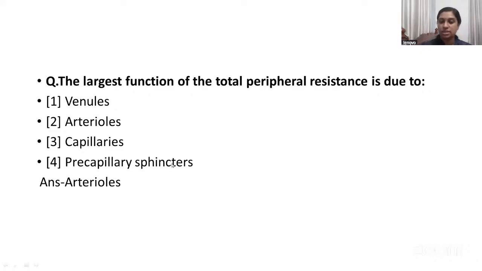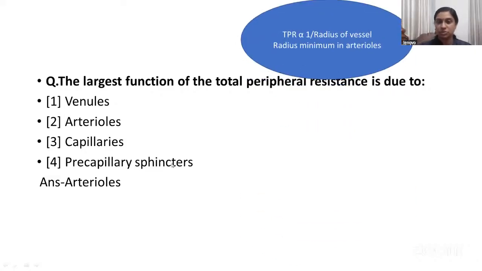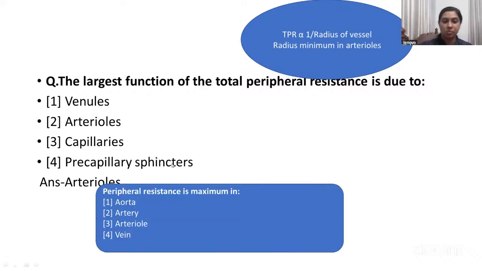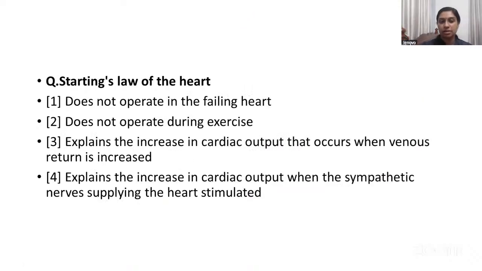So it is inversely proportional to the diameter of the blood vessel. Total peripheral resistance is inversely proportional to the radius of the vessel, and radius is minimum in arterioles, and hence the total peripheral resistance is maximum in arterioles. It's the same question again: peripheral resistance is maximum in arterioles. Next is the Starling's law of the heart.